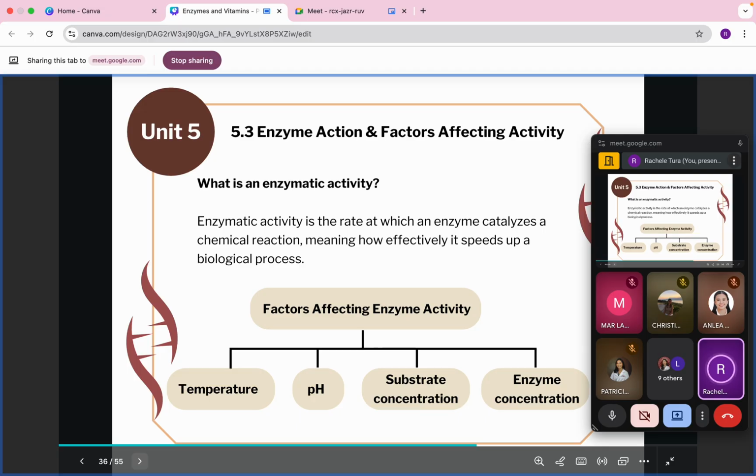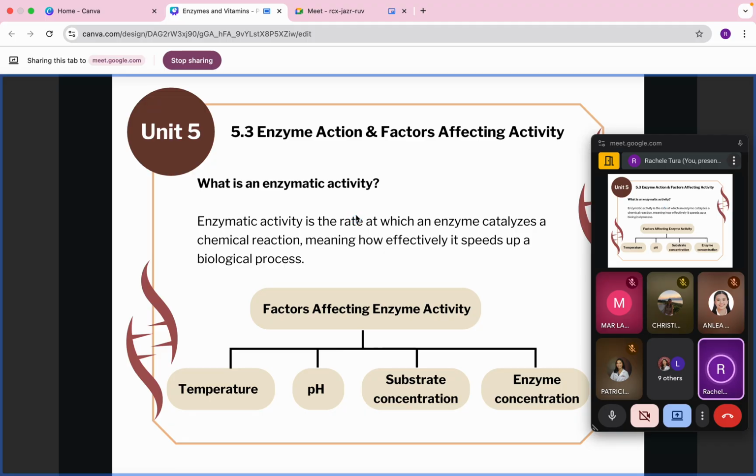It is actually the rate at which an enzyme catalyzes a chemical reaction. So when we say rate, what comes to your mind? We have the relationship of our factors, so we'll be seeing graphs. I'll be showing you the graphs of enzymatic activity and how it is affected by these four factors, namely temperature, pH, substrate concentration, and enzyme concentration.